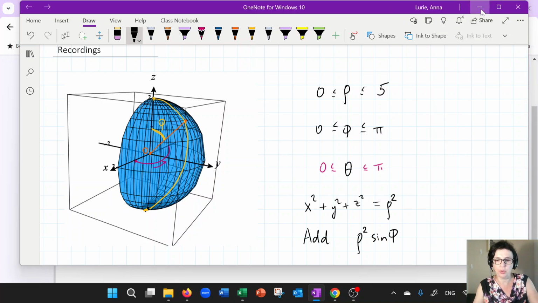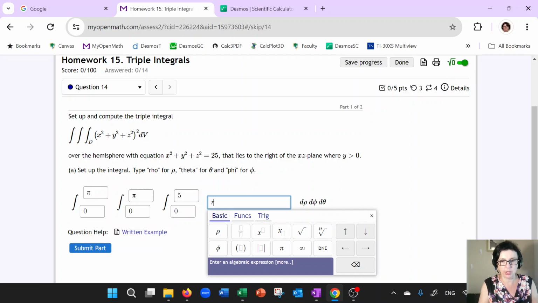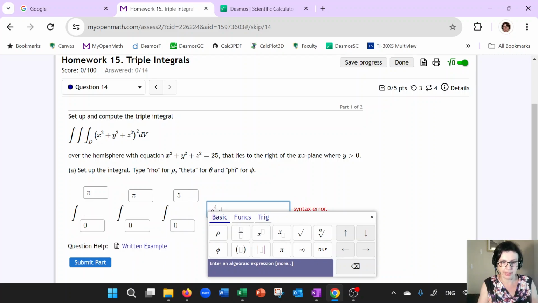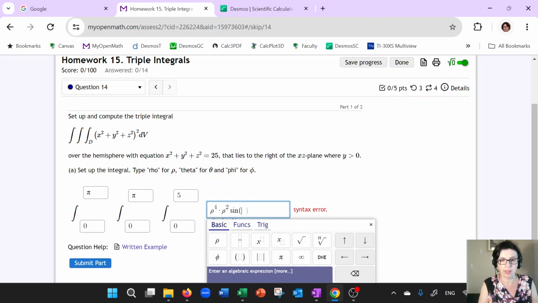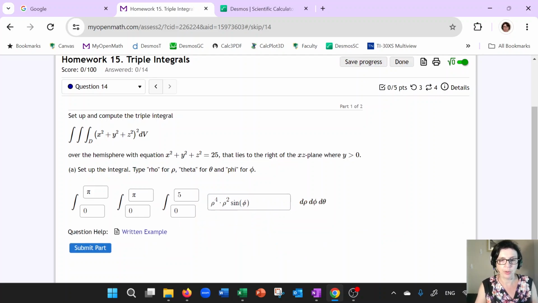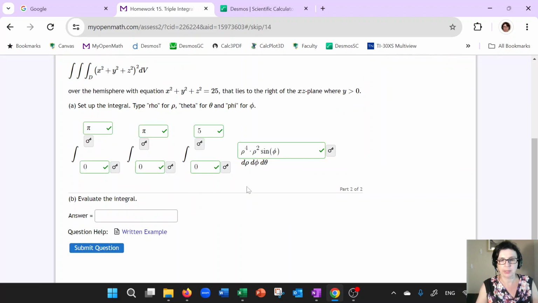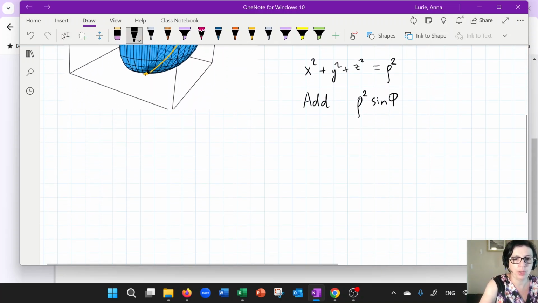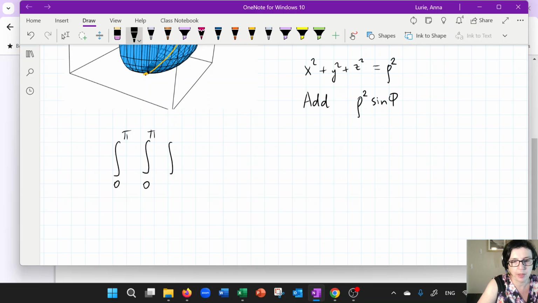Okay, so in conclusion, what are we integrating? First we are integrating rho squared, squared, so that's going to be rho to the fourth, and then we are multiplying that by that extra factor, which is rho squared sine phi. And so you can actually combine these rho terms into rho to the 6, but let's see if it's going to take it. Okay, so it looks like that's right. Now let's see if we can integrate. So let me show you the integration. That should be pretty straightforward. So we've got 0 to pi, and then 0 to 5, and then we've got rho to the 6 sine phi, and then we do d rho, d phi, d theta.